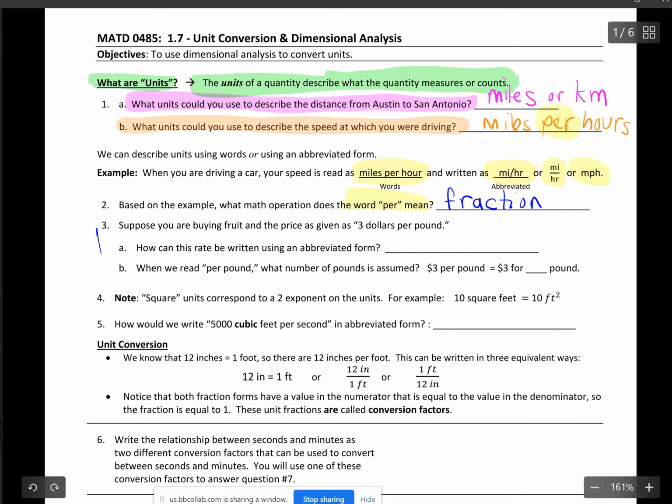So let's practice that per a little bit. On number 3, it says, suppose you're buying fruit at a price of $3 per pound. I would write it like this: $3 on top, per 1 pound on bottom. It's assumed to be 1 pound. So $3 per pound is $3 for 1 pound. If it's per gallon, it's 1 gallon. Per mile, 1 mile.